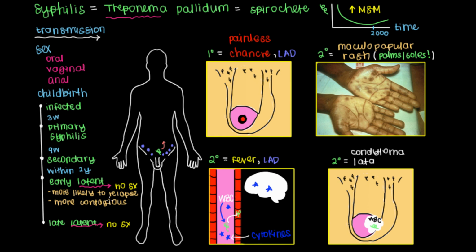And these 2 points make sense because early latent syphilis is closer in time to the point when we had our initial infection because it happens within 2 years, whereas late latent syphilis will occur after 2 years. So after 2 years of the initial infection. So if we're at the 2-year and 1 day mark after we've had our initial infection and we don't have symptoms anymore, that means we are in late latent syphilis.